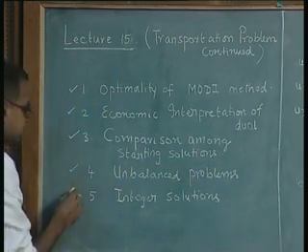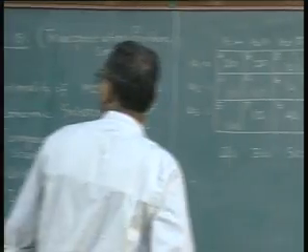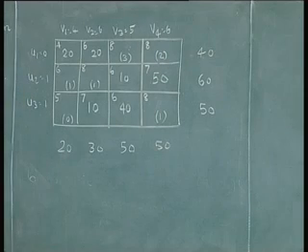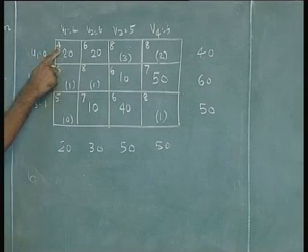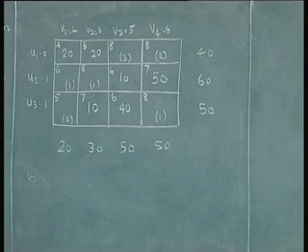The last thing is some other aspects of the transportation problem we need to look at. The first one is this: unless otherwise stated, a transportation problem is a minimization problem. For example, unless otherwise stated, we are always trying to minimize the cost of transportation. This 4 would mean the unit cost of transporting from this point to this point, and the objective function is to minimize the total cost of transportation.